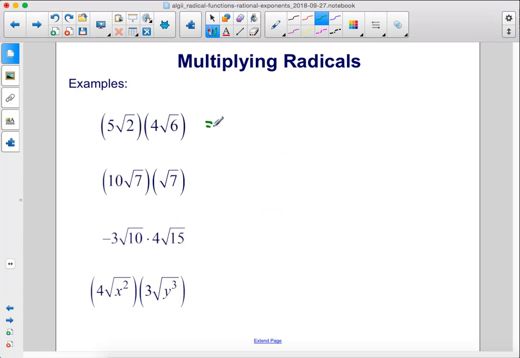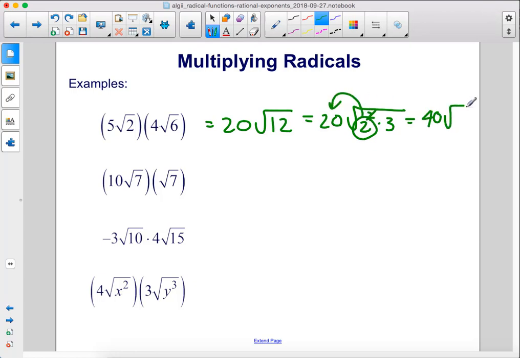5 times 4 is 20. The square root of 2 times the square root of 6 is the square root of 12. So we can simplify this because 20 times the square root of 2 squared, which is 4, times 3. So we can cancel out that squared, move this 2 out front, and we have 40 times the square root of 3.